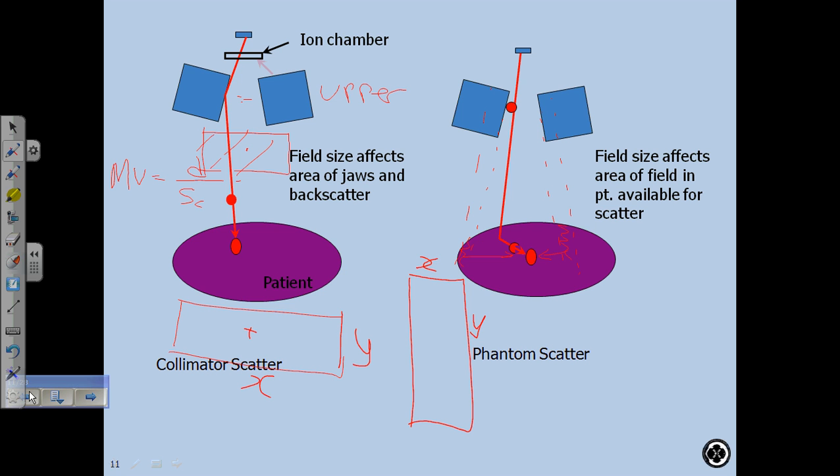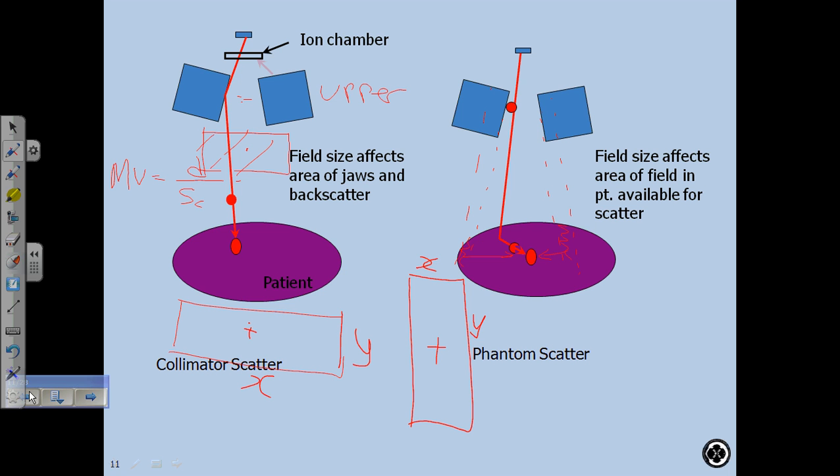Okay? So if we look at this and we say, well, Y are the upper jaws, and they're pretty short, they're small, so we're gonna get a lower reading here because there's more backscatter into the chamber than we will get here. Right? So it's not enough to just measure S of C. It's not really enough to get accurate monitor units because of this effect, because you're gonna get a different charge collected here than here. And this effect is about 2% over the whole range.